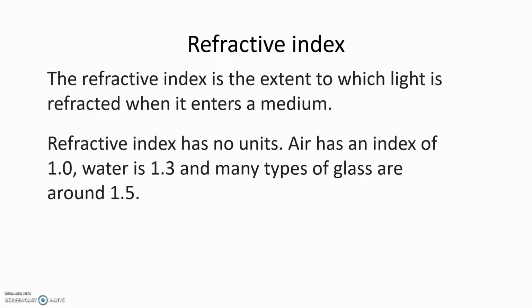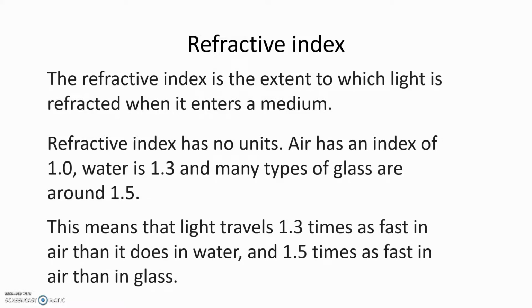So what are those numbers telling you? It effectively means that light travels 1.3 times faster in air than it does in water, and glass has a refractive index of 1.5, and so that means that light travels 1.5 times faster in air than it does in glass. So we need these two bits of information, this idea of refraction and refractive index, to explain the demonstration that we saw earlier on in the video.